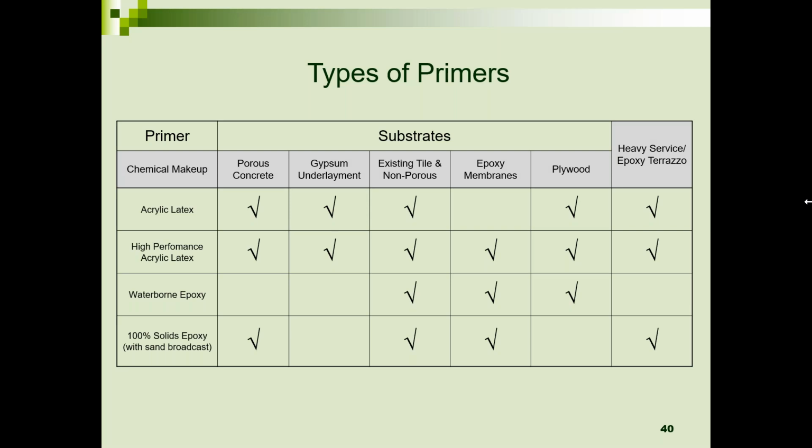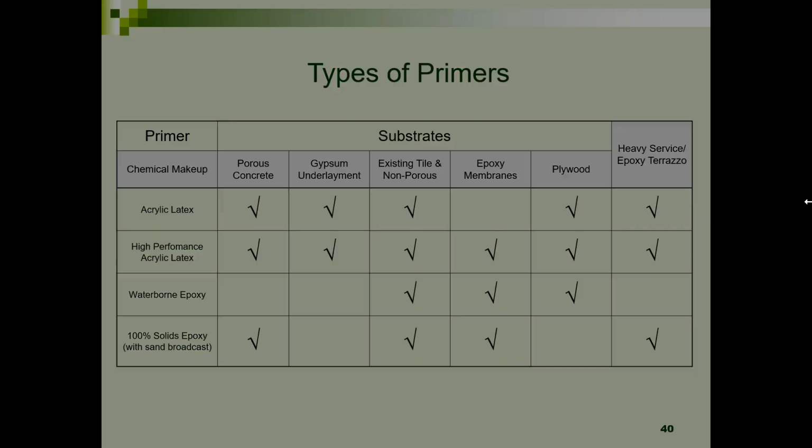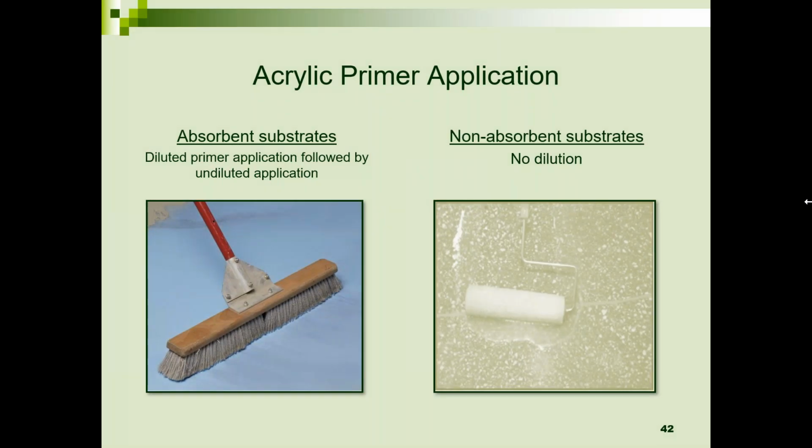Manufacturers have different primers depending on what the substrate is and what you're trying to achieve. So again, read the tech data sheets from that manufacturer so you're doing it correctly. Typically with absorbent substrates, as I mentioned, you're using a diluted primer followed by a full strength application. That is brushed in to help absorption into that porous substrate. Non-absorbent, you could do with a roller.